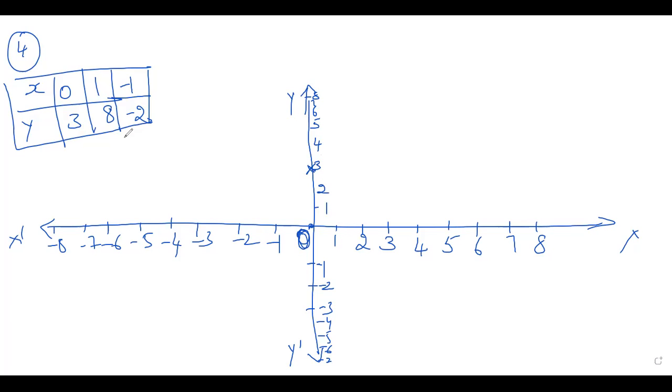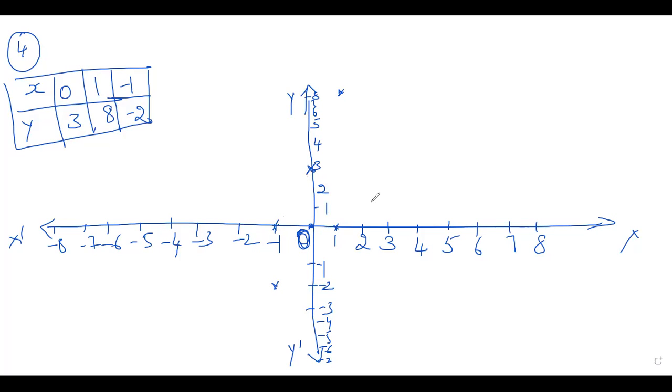Next, x is 1 and y is 8. Mark at the point 1 and 8. It is plus 8. Next, minus 1, minus 2. X is minus 1. It is here. And minus 2. Come down. Yes.